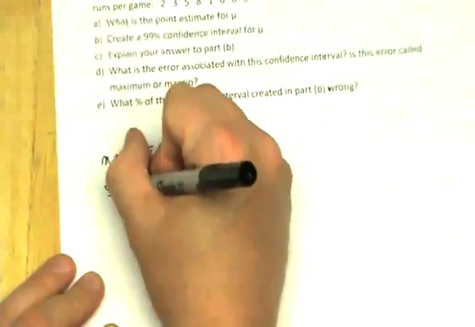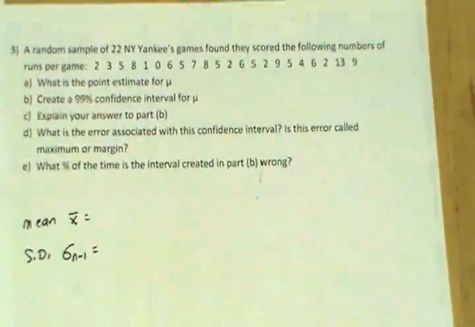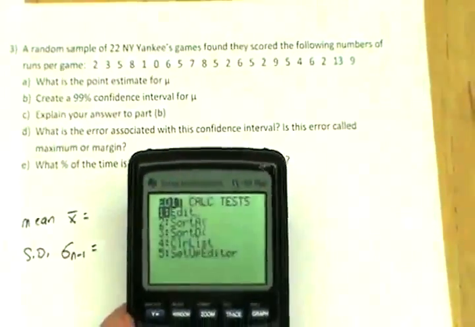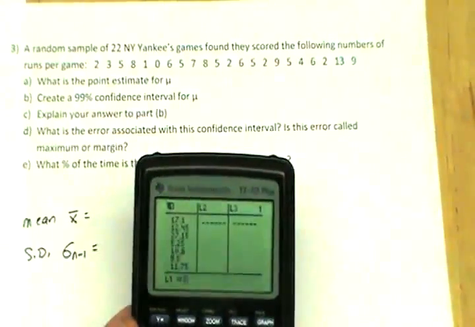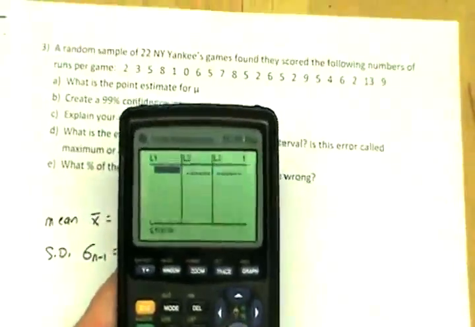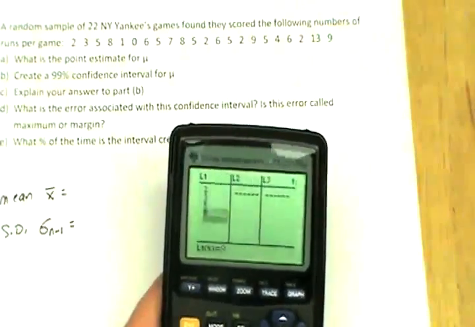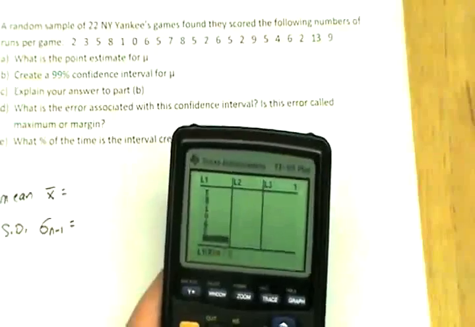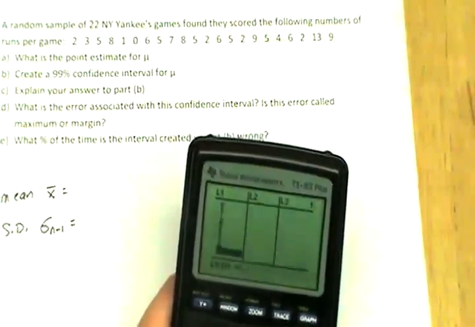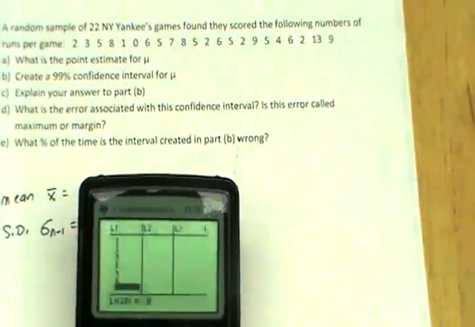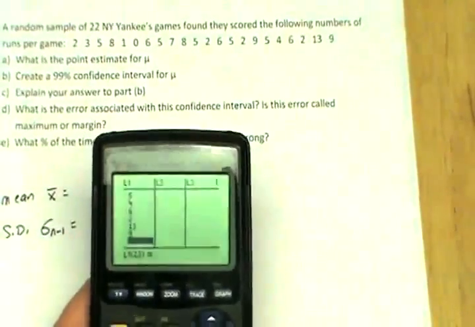So step 1, we need to find a mean, x bar, and a standard deviation, because this is a sigma n minus 1 question. We're going to scoot this paper over a little bit. Going back to stat, we're going to edit, and we're going to clear. Then we put in all these numbers: 2, 3, 5, 8, 1, 0, 6, 5, 7, 8, 5, 2, 6, 5, 2, 9, 5, 4, 6, 2, 13, and 9. Okay, so there's all of the data in there.